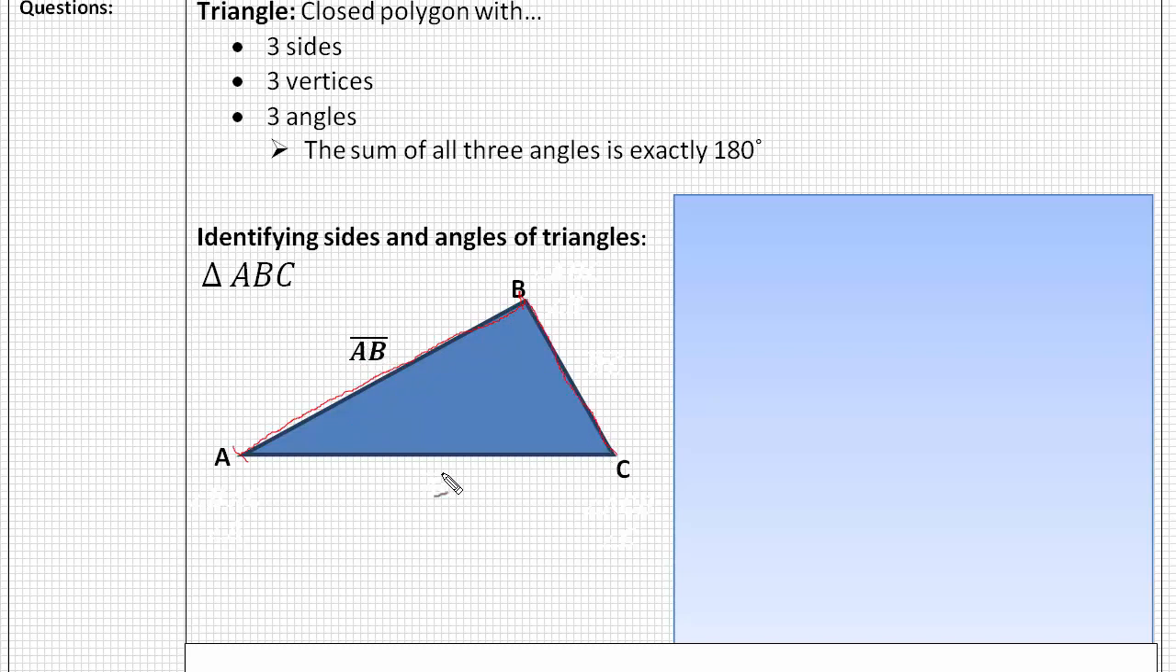We want to make sure that we label all 3 of these sides. Go ahead and see if you can label the other 2 and check back and compare. That's right, our second side is this one right here that stretches from B to C, so it is labeled as side BC, or line segment BC. And our third one, stretching from vertex A to vertex C, is line segment AC. Those are our 3 sides.